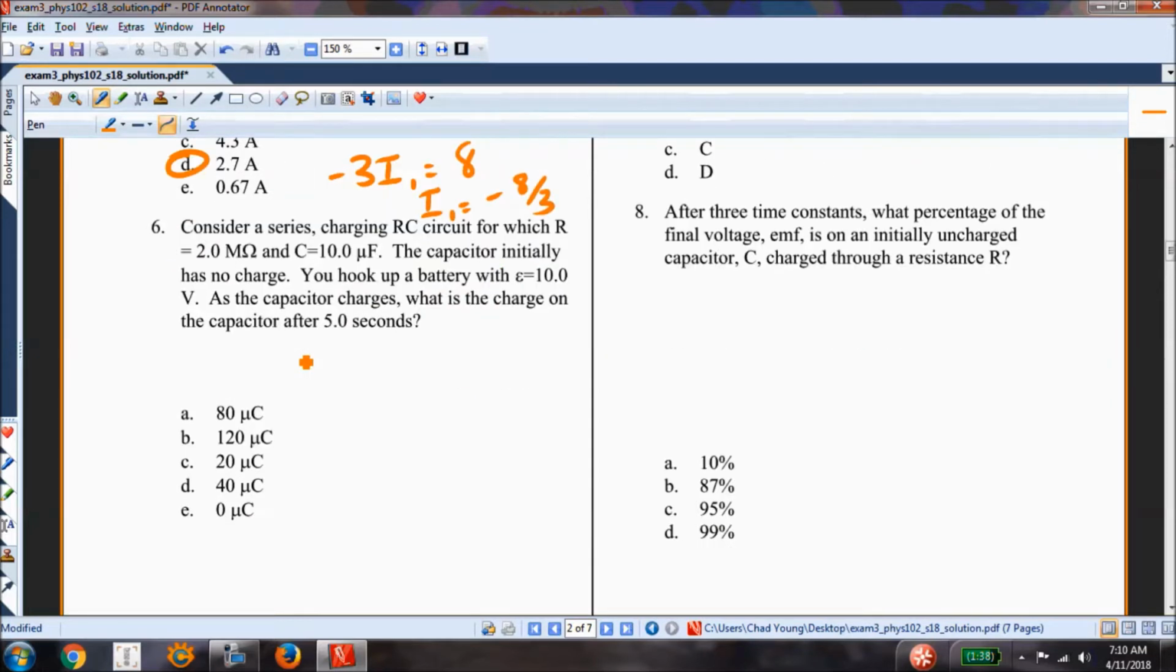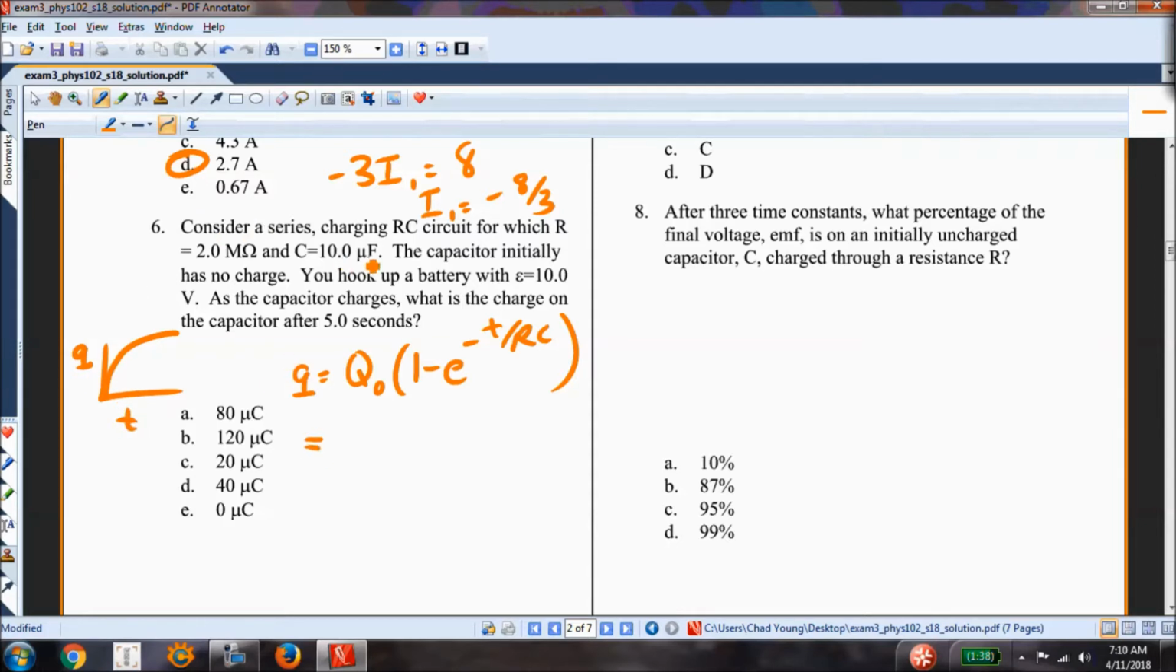Consider a series charging RC circuit for which R is 2 megohms and C is 10 microfarads. The capacitor initially has no charge, and then I hook up a battery. What is the charge after 5 seconds? So, for a charging capacitor, Q is equal to Q naught, that's C times V, times 1 minus e to the minus t over RC. For a charging capacitor, the function looks like this. It's an exponential growth function, Q versus t.